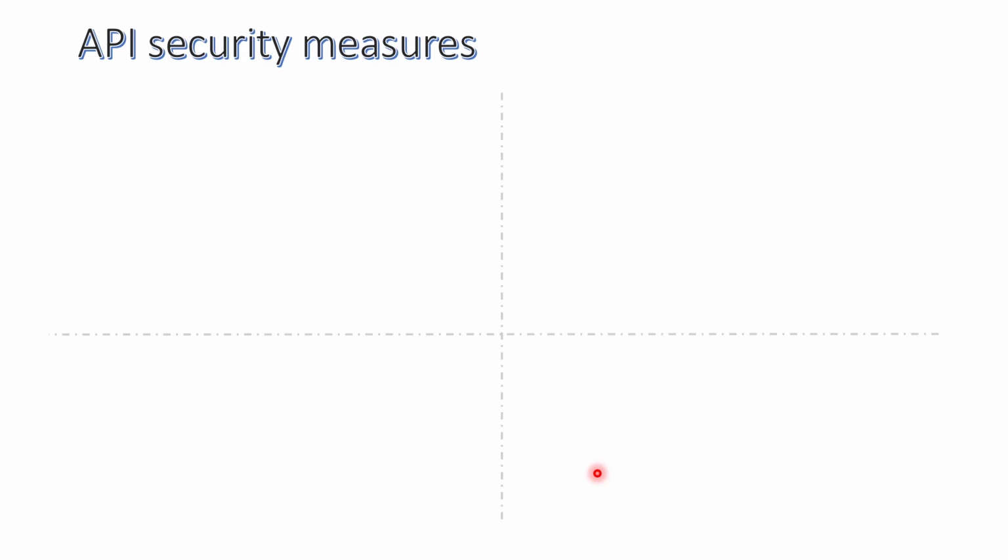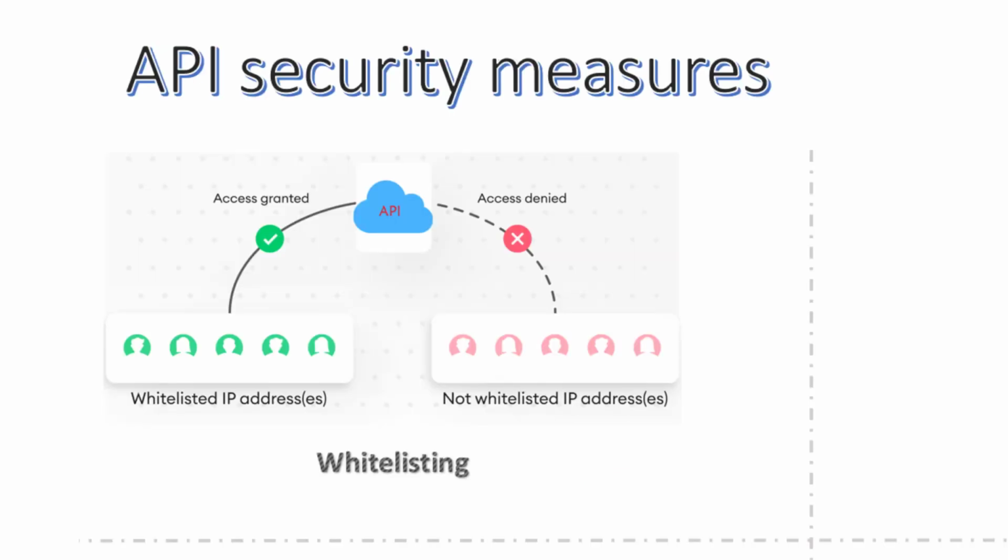Alright, you hosted your API, but you need to think about security. So I'm going to talk about some basic API security measures here. One thing can be whitelisting. It's really straightforward and very effective. Whitelisting means you only allow the IPs which are intended to access the API. If a non-whitelisted IP tries to access the API, just deny it. So this is called whitelisting.